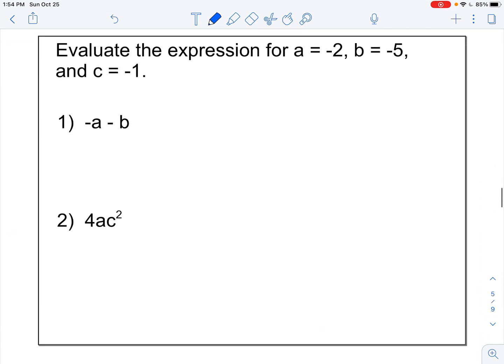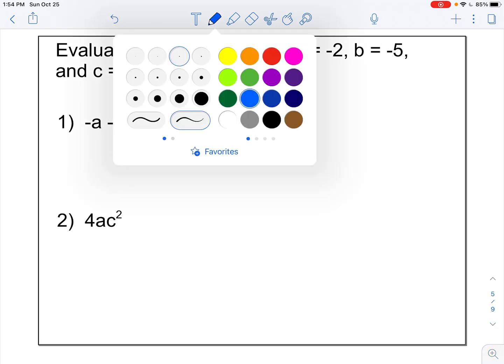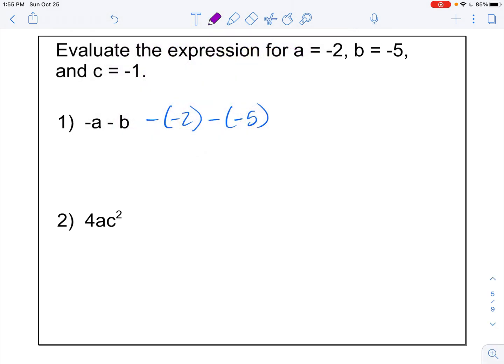So let's go. We have A is equal to negative 2, B is negative 5, and C is negative 1. So I have the opposite of A minus B. So the opposite of A, and A is negative 2. Then I'm going to subtract B, and B is negative 5. So look at all those negative signs I have in there. Now I can go through, and there are no parentheses, there's no exponents. It's a multiplication problem, which means I can cancel those out. So now I just have 2 plus 5, that is 7.